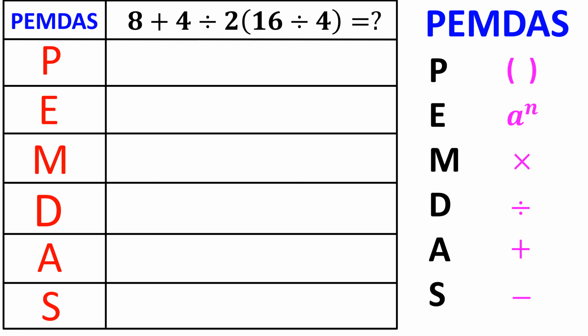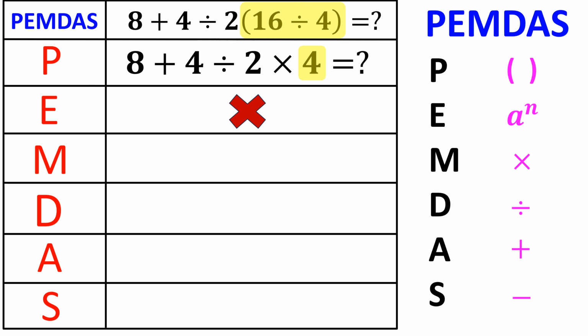According to the order of operations, PEMDAS, we must first solve what's inside the parentheses, so 16 divided by 4 equals 4. The expression becomes 8 plus 4 divided by 2 times 4. After the parentheses, it's the turn of exponents, but there are no exponents in this expression. So it's the turn of multiplication and division, and we must move from left to right, solving whichever comes first. Here, we must do the division first.